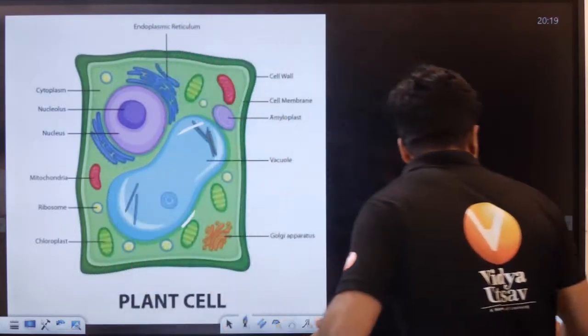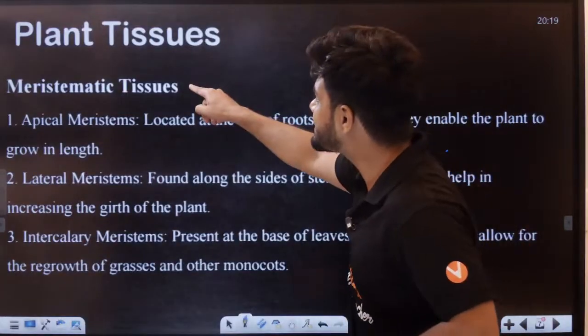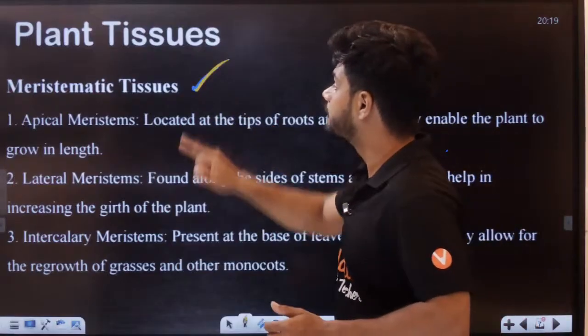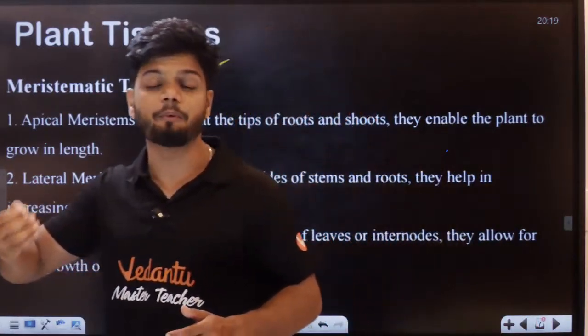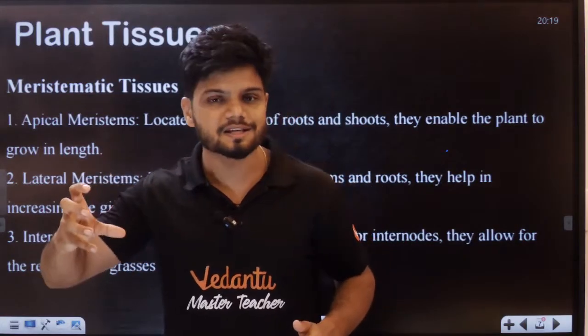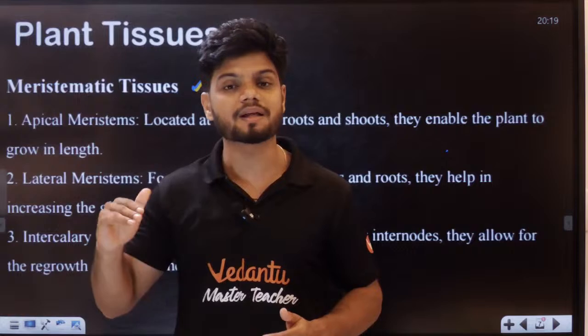So the tissue which I'm talking about as first tissue is called meristematic tissue. Meristematic tissue enables the plants to divide. The plants can keep on growing also. Cells to divide, dividing cells. These are a group of dividing cells which make sure the plants keep on growing.